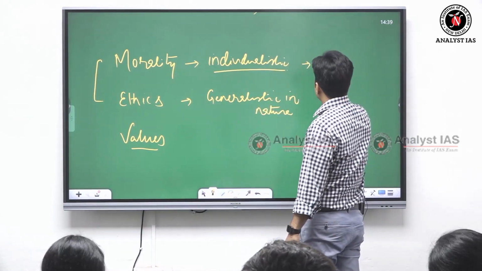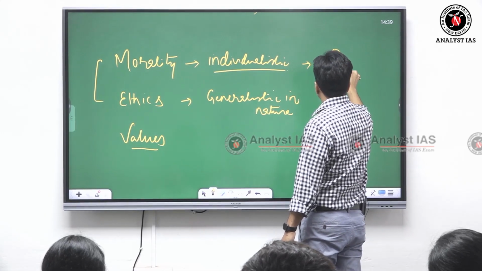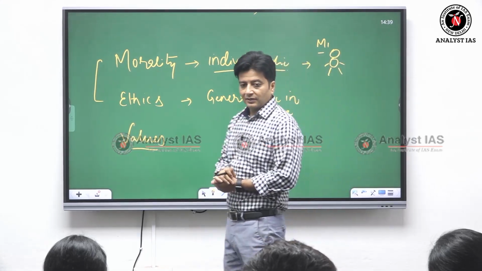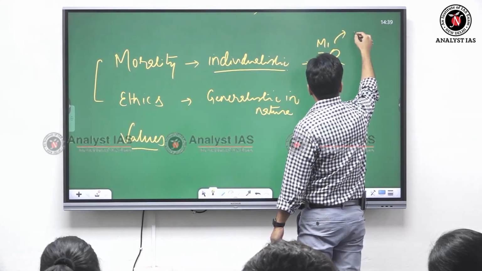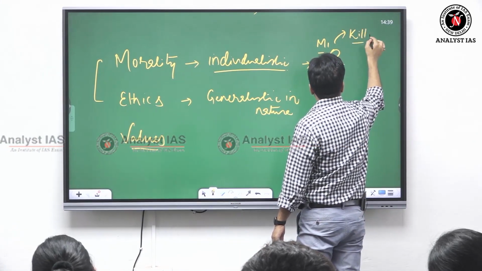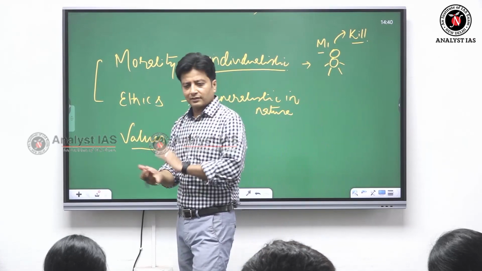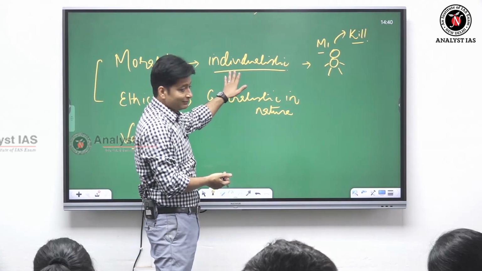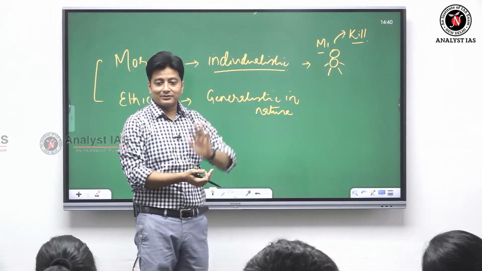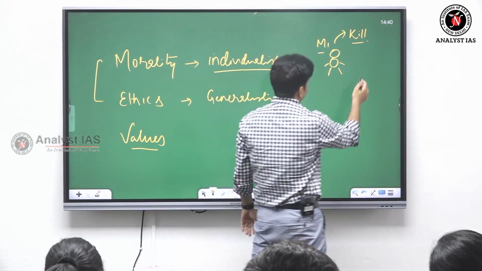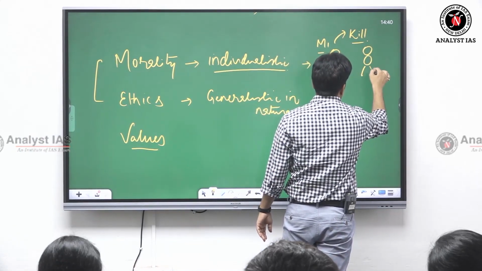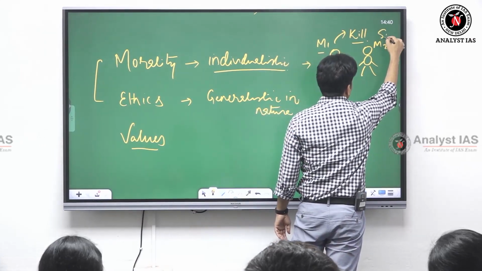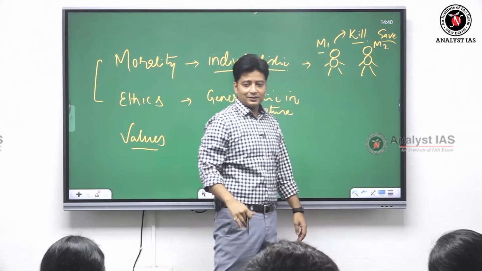For example, there is a person. This person's morality is M1. This person likes to kill the people. इसको लोगों को मारना बहुत अच्छा लगता है. And because he likes it, it is his morality, because it is individualistic. It is not connected to any other person. There is another person whose morality is M2. He likes to save the people. इसको लोगों को बचाना बहुत अच्छा लगता है.